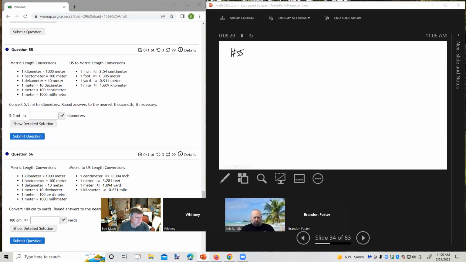55. Convert 5.5 miles to kilometers. Round answer to the nearest thousandth if necessary. 5.5 miles to kilometers. And I can go straight there, right? Okay, so I can go from miles to kilometers.